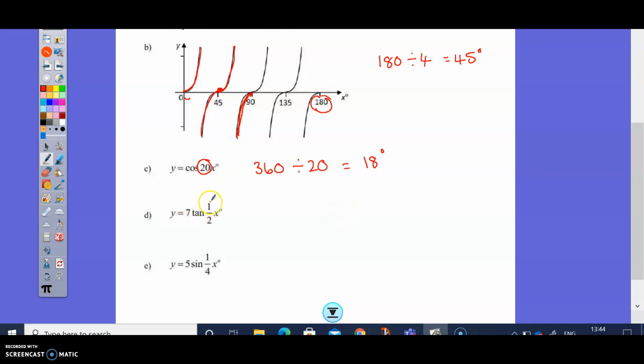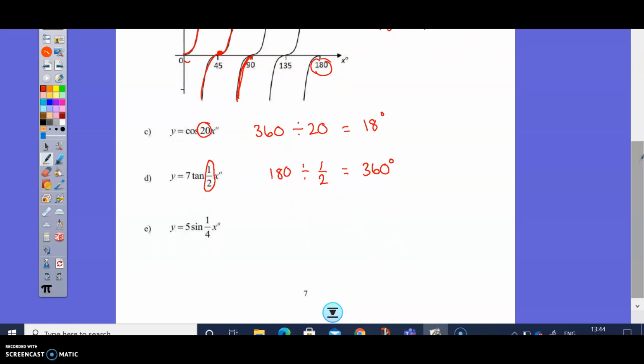Next one, I'm not interested in the number at the front. It's only the number in front of the x that I'm interested in. The period of a tan graph is 180. It's a half of them in 180, so I'm doing 180 divided by a half. Dividing by a half is the same as timesing by 2. So that would have a period of 360 degrees.